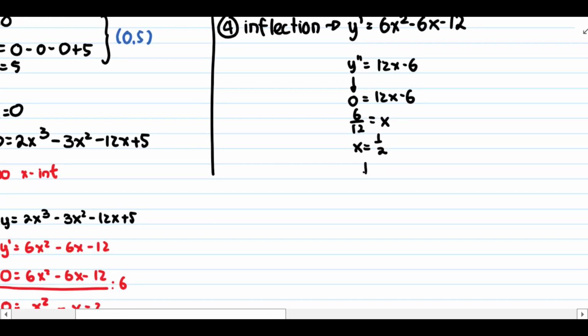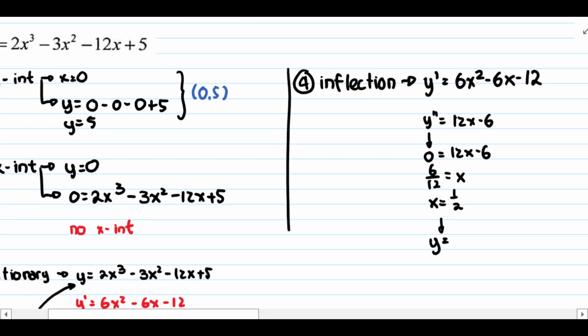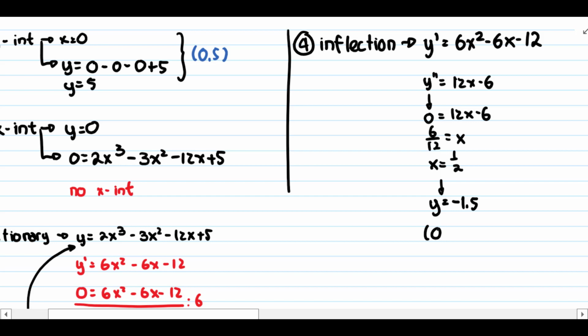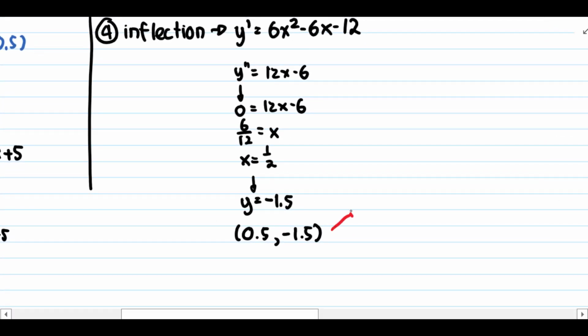And also I want to find the value of y. Substitute the x into the y. When you substitute it, you will have negative 1.5. So at this moment you already have (0.5, negative 1.5) as a point. We don't know yet if it is an inflection point or not. We have to check it using before and after.